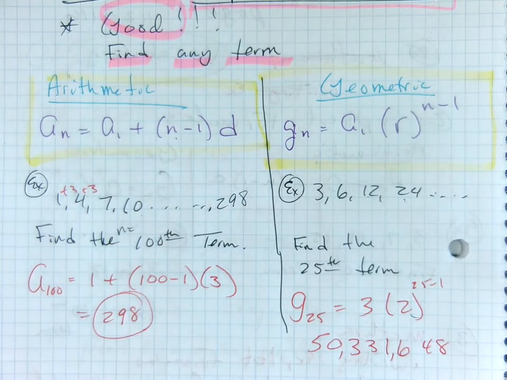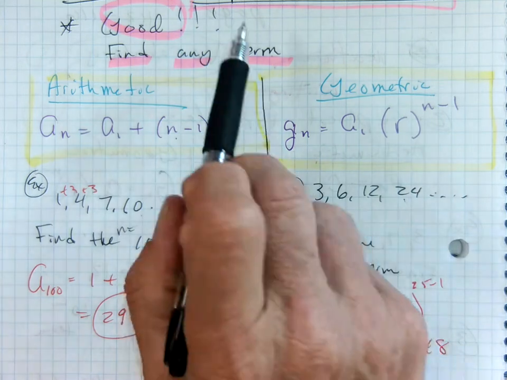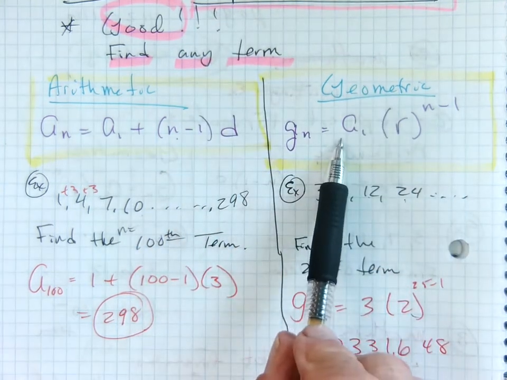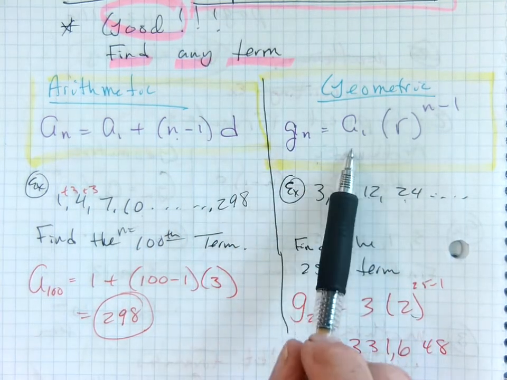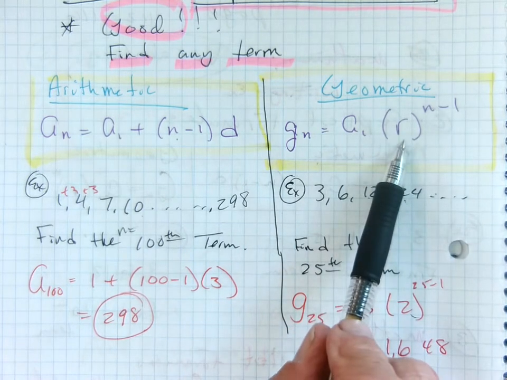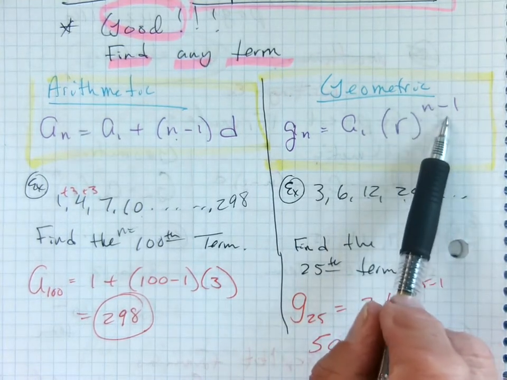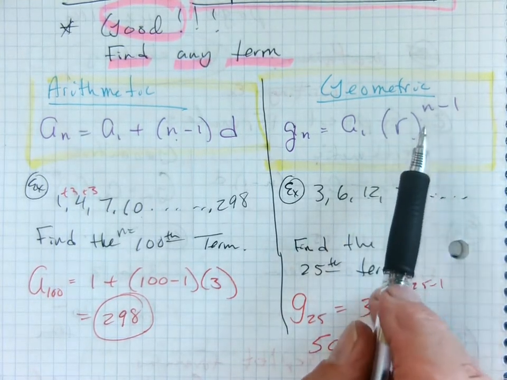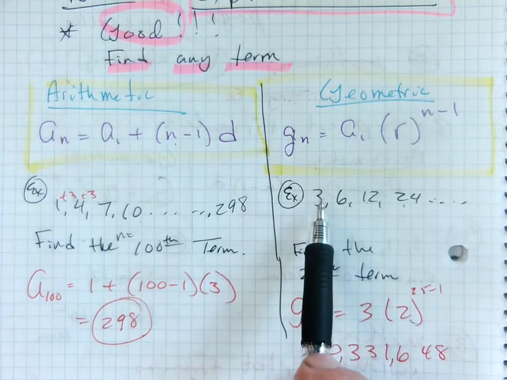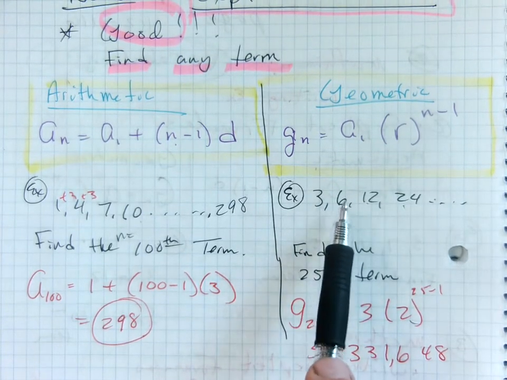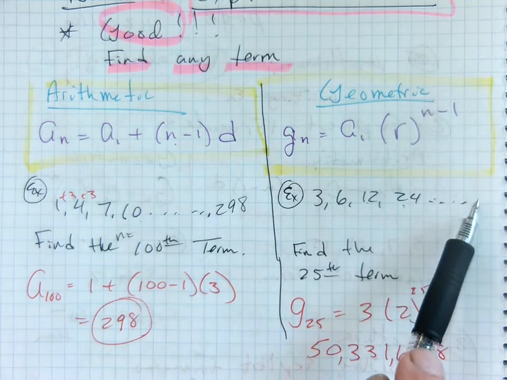Well, we also have an explicit form for the geometric sequences. It's different. It's g of n equals a1 times r, where r is the multiplier, the ratio, to the n minus 1 power. That's an exponent, the n minus 1 power. So here's my sequence: 3, 6, 12, 24, dot, dot, dot.